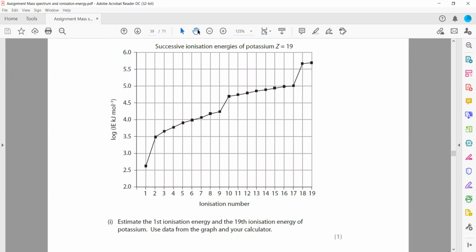Okay. The successive ionization energies of potassium are shown, as you can see here. Estimate the first and the 19th ionization energy. Use the data from the graph and your calculator. So what you can do, it is the log of ionization energy. Because there are no numbers in between, you have to estimate the number.